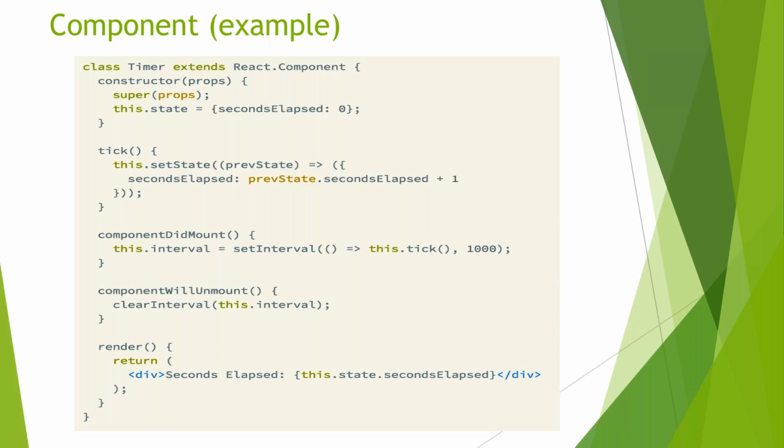Now if you know JavaScript, this is a time interval function which will call this method, this.tick, after every 1 second. So basically what will happen is once your app launches, it will start an interval function which will call your tick function after every 1 second.